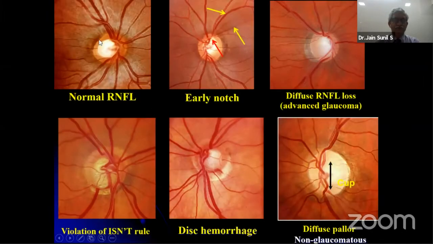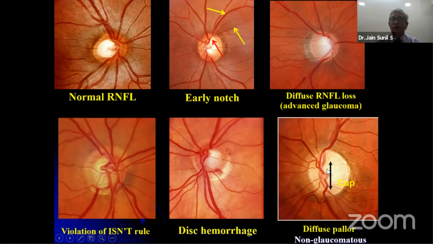This is how a normal nerve with a normal retinal nerve fiber layer appears. You could have a patient with early damage, an early notch with early nerve fiber layer damage. This is diffuse loss of the nerve fiber layer. You could have a violation of the ISNT rule. You could have a disc hemorrhage. These are all glaucomatous signs, basically.